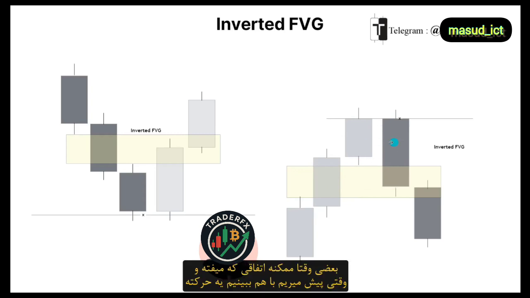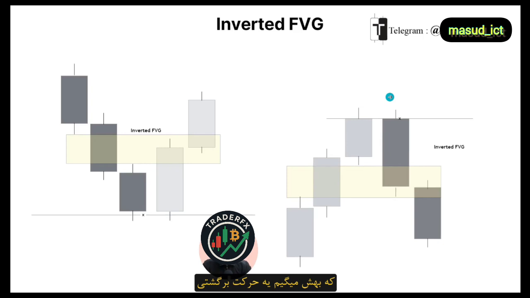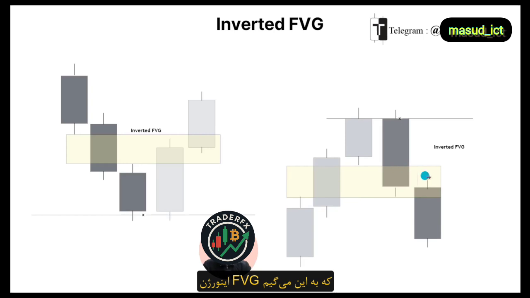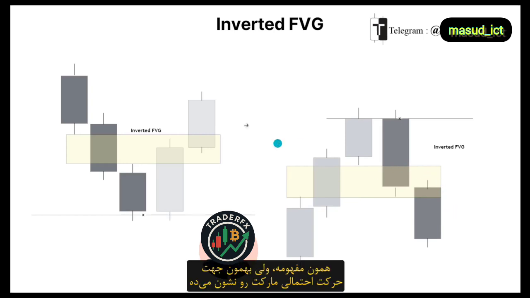Sometimes what will happen, and what you guys will see as we go along, on what I call a backside move, is the market comes back in here, has a retest, fails to hold and push price, and then price kind of just ignores this area. This is what we would deem as an inverted fair value gap. Same concept. It gives us clues into what direction the market could potentially go.